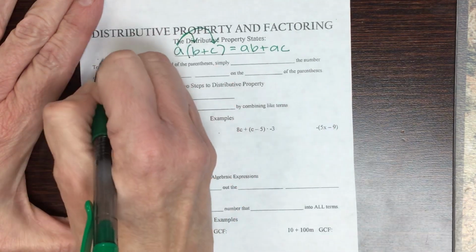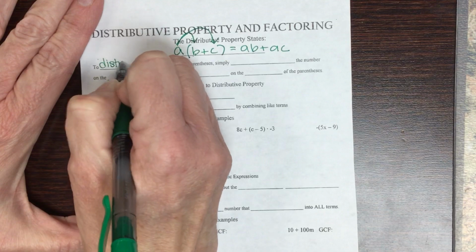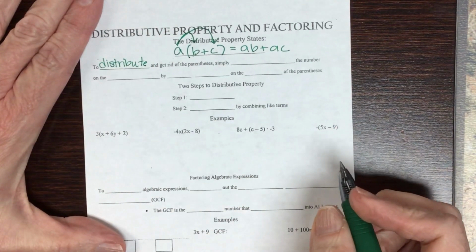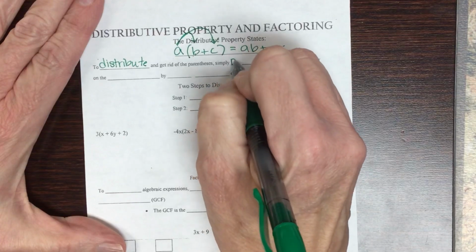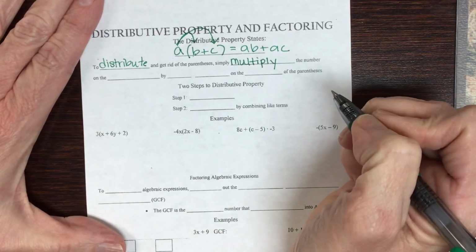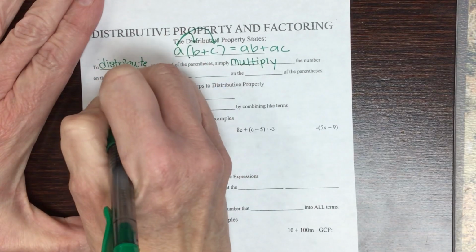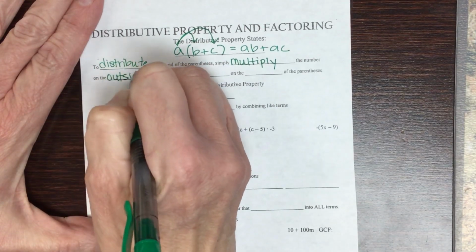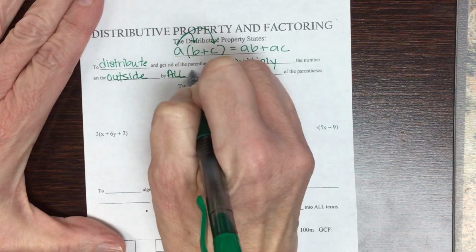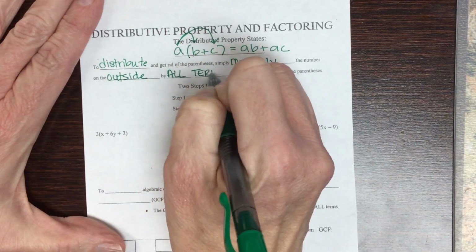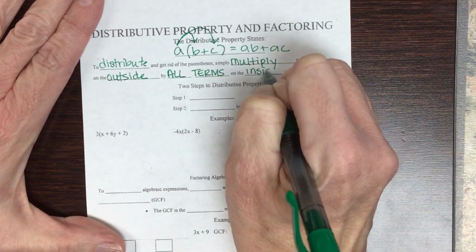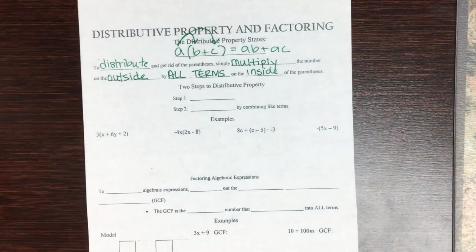All right, to distribute and get rid of the parentheses, simply multiply the number on the outside by all terms on the inside, just like we did up there in the example.